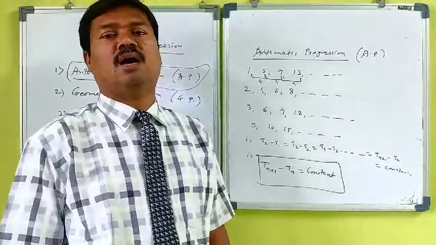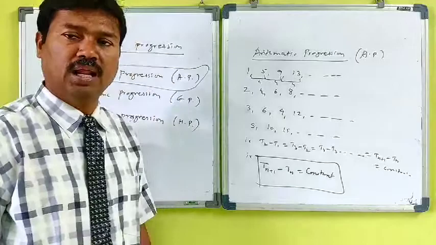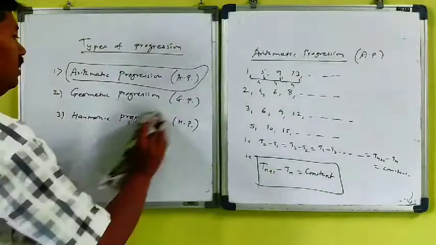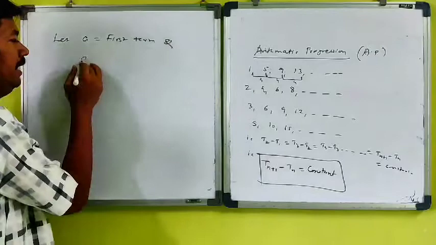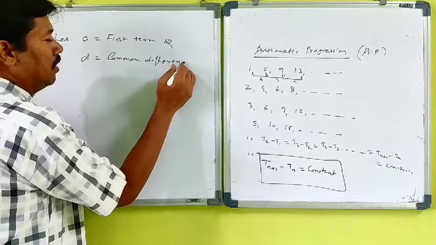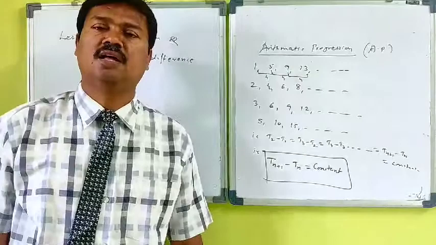Now let's discuss the basic formulas: how to find a particular term in AP and how to find the sum of AP. We'll discuss one by one. First is how to find a particular term. Let A be the first term and D be the common difference of the AP.